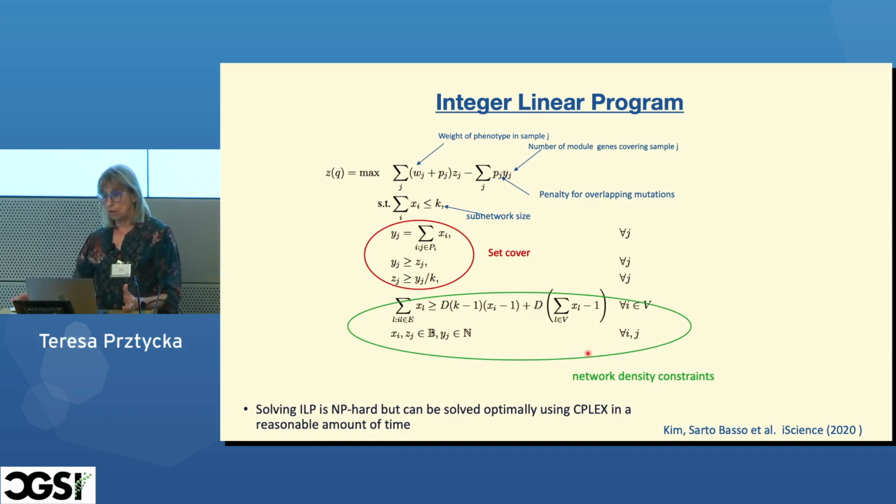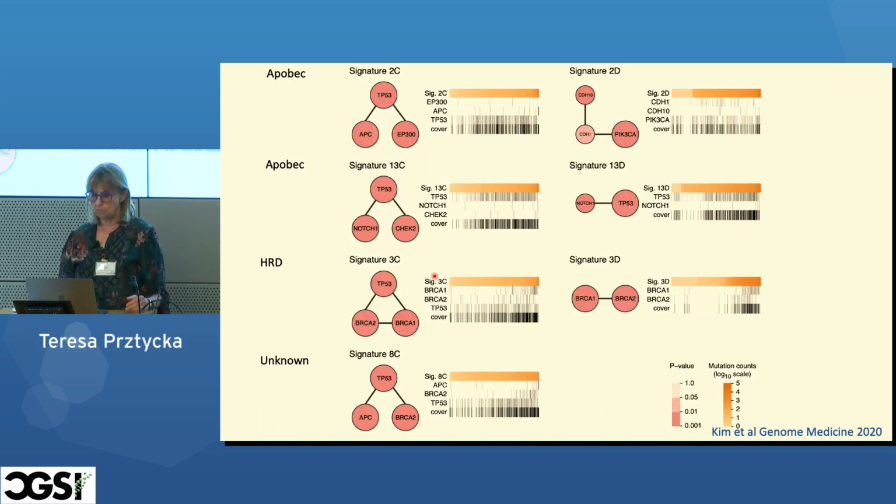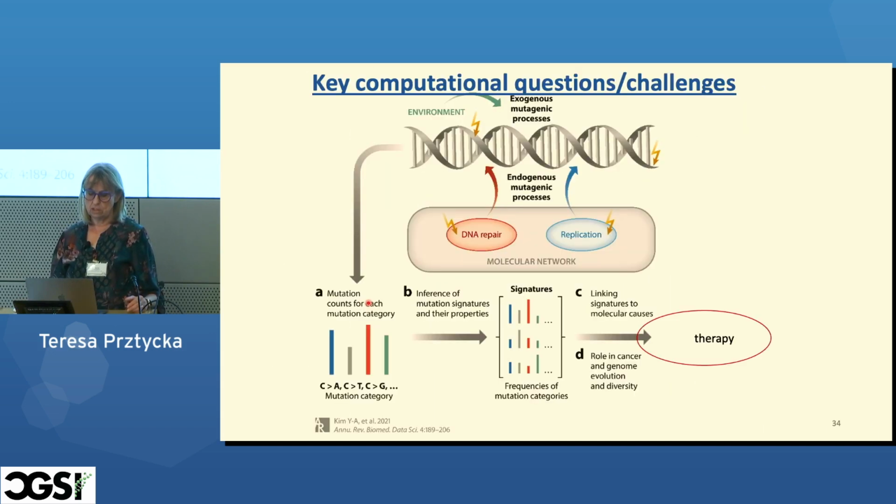And if you are able to express your problem in this way, then if the size of the problem is not really very big, you may be able to solve it optimally using existing integer linear programming solvers. And in this case, we have been able to come to this optimal solution. And then for many of the signatures, we could identify these modules, or the subnetworks, that are associated with those signatures.